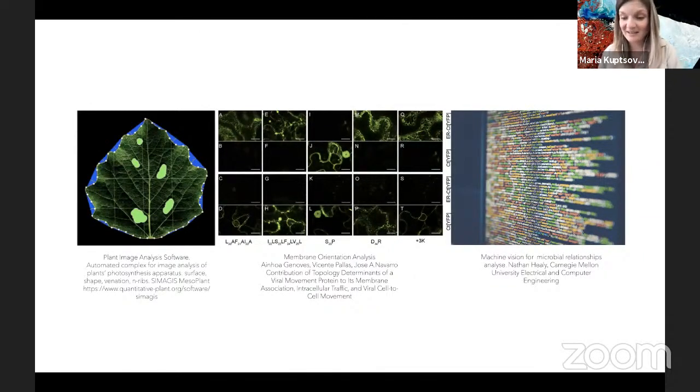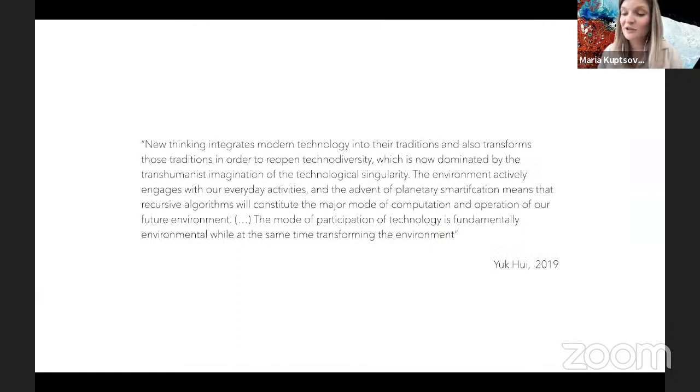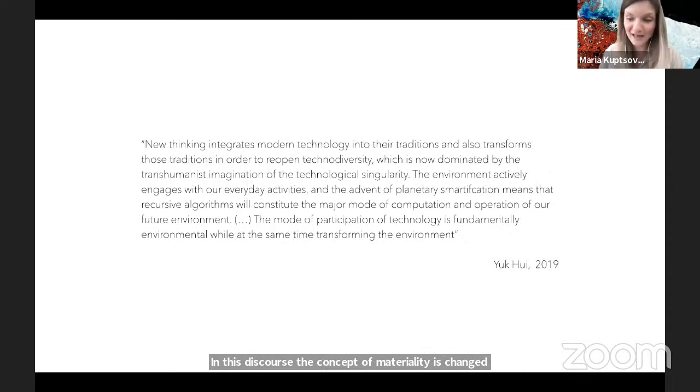In this discourse, the concept of naturality is changed, evolving its meaning from a romantic first nature to a nature understood through the concept of cosmotechniques, which conceptually avoids the opposition between nature and technique. New thinking integrates modern technology into tradition and also transforms this tradition in order to reopen the technodiversity. Here I quote Yuk Hui.